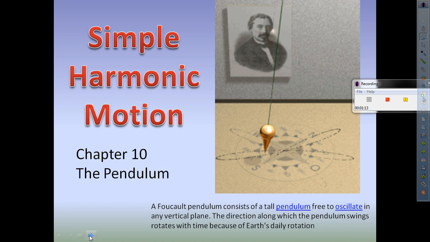Okay. So Foucault pendulum. So now I want to talk about pendulums. It is a tall pendulum free to oscillate in any vertical plane. The direction along which the pendulum swings rotates with time because the Earth is rotating with time as we go through our day. I think there's a lovely one of these at A&M in the physics building.